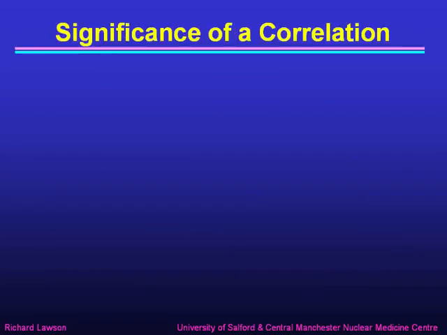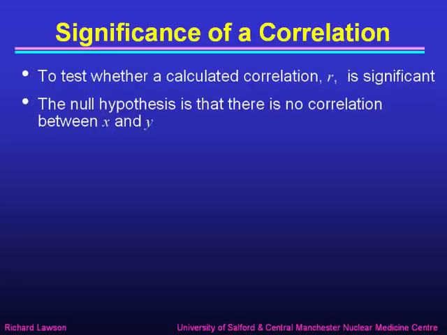Quite often we'll want to know whether a correlation is statistically significant or not. So if we want to test whether a calculated correlation coefficient r is significant, we use a null hypothesis that there is no correlation between x and y. As usual, we start with what we want to show, that there is a correlation, and take the opposite, that is the null hypothesis that there is no correlation.